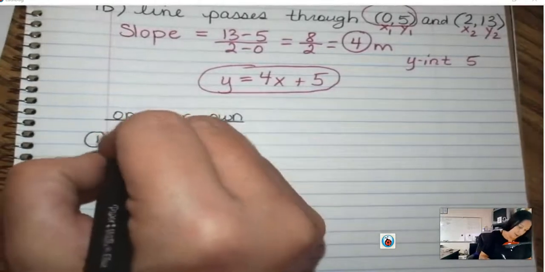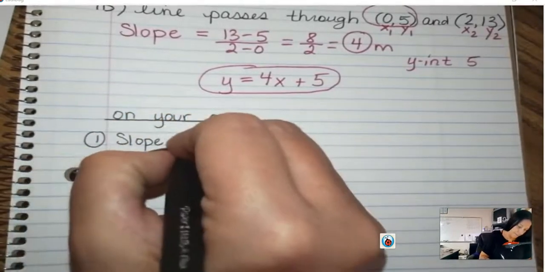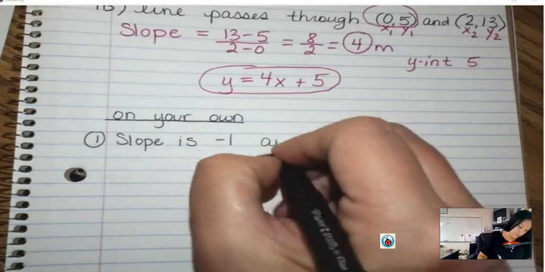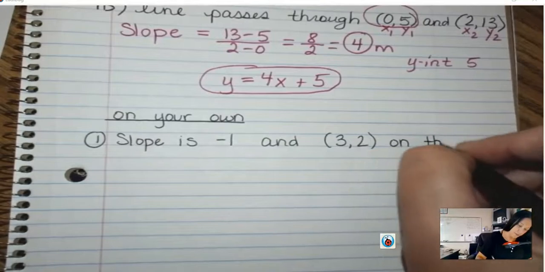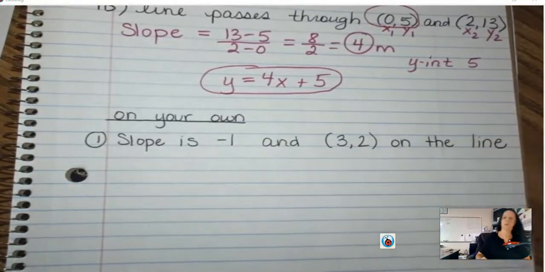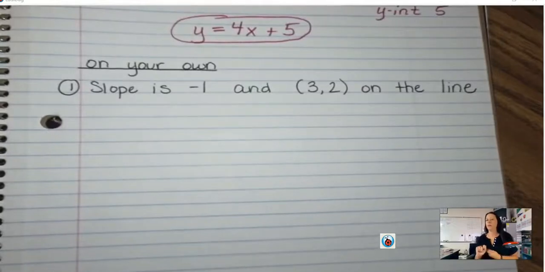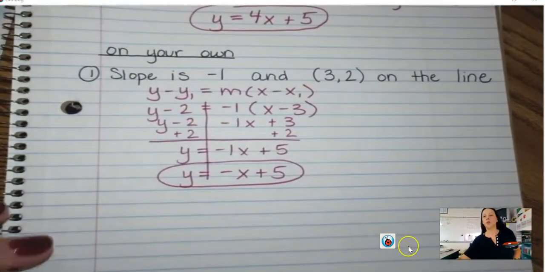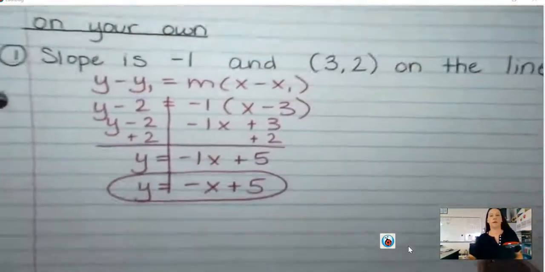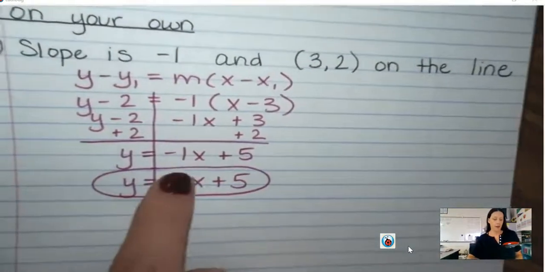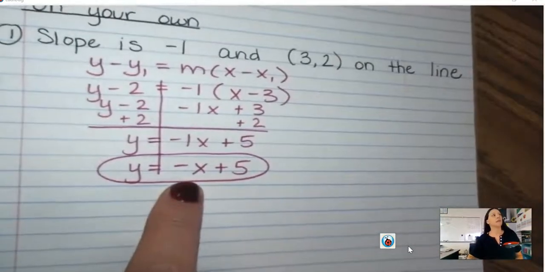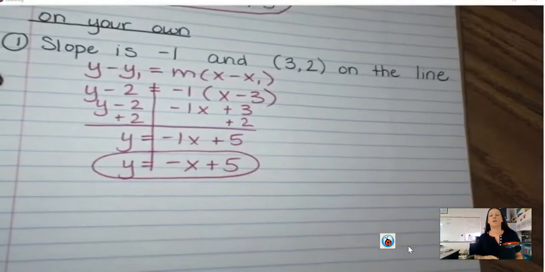Okay, the slope is -1. And 3, 2 is on the line. Go ahead and write me an equation in slope-intercept form, not point-slope. Make sure it's slope-intercept. So this is just one way to do it. You could have done it a different way. -1x is the same as -x. So y equals -x plus 5.